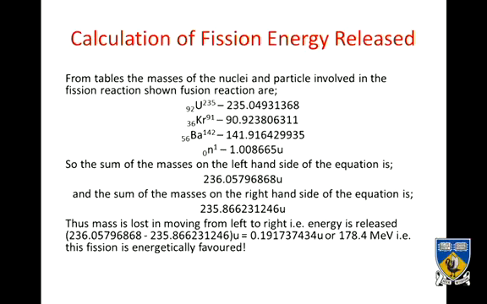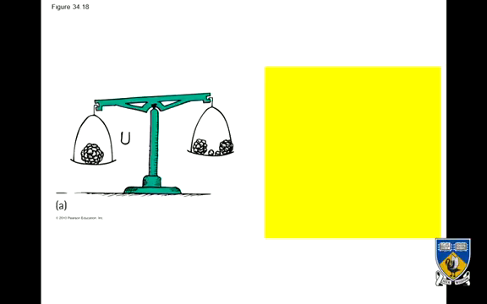So as the reaction goes from left to right, energy is released, and the amount of energy released is just the difference in the mass times the conversion to energy, and you find out you get 178.4 MeV, a lot of energy. Okay, so those are the sorts of calculations I would expect you to be able to do. I would give you the atomic mass units that are involved, and you have to do the additions and subtractions.